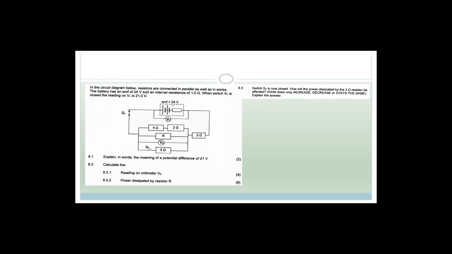And notice we have an EMF of 24 volts. It says the battery has an EMF of 24 volts and an internal resistance of 1 ohm, which I'm going to fill in. Switch S1 is closed. When switch S1 is closed, the voltmeter reading, V1, is 21 volts.